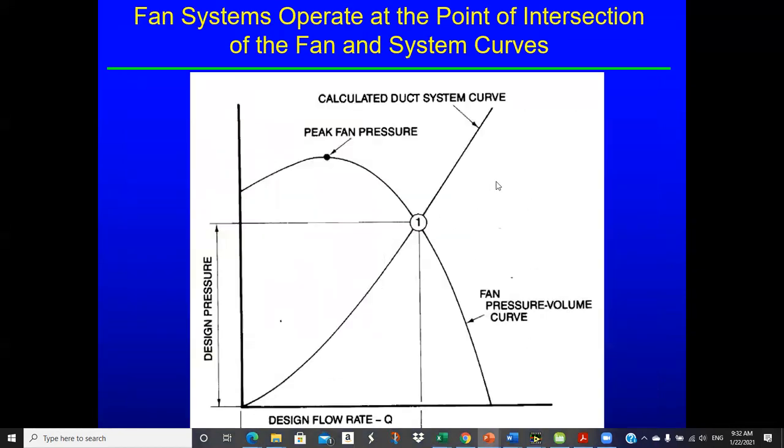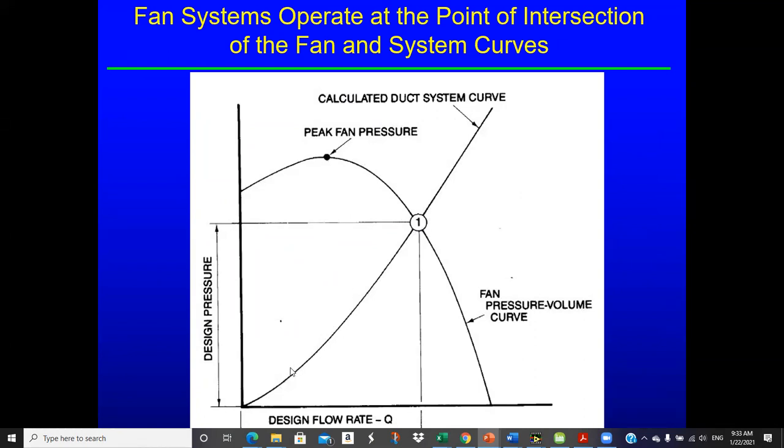Okay, so let's look at a little system. Where does a system operate? At the intersection of the system curve and the fan curve. Well, the fan curve we know is supplied by the manufacturer. And the system curve is calculated by the designer. Or if you go out to a fan in the field, you can measure a flow and measure a pressure, and that's where you're operating.